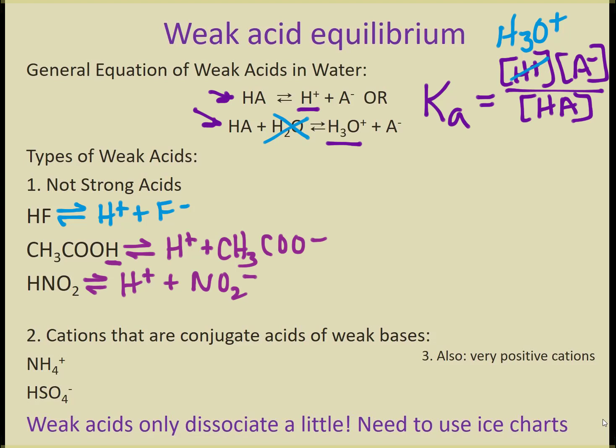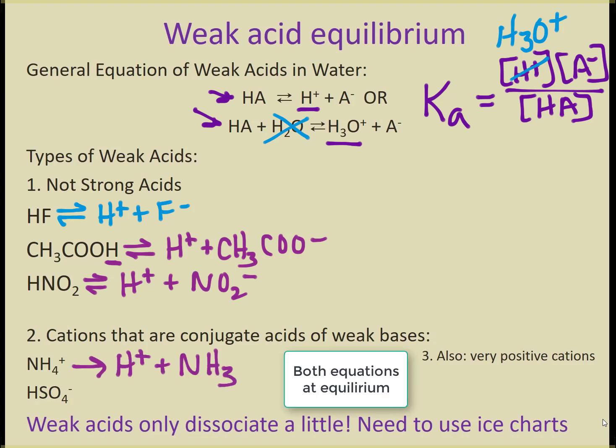The other type of weak acid equilibrium equations that you might see are conjugate acids of weak bases, but these are going to do the same thing. An H plus is going to come off of it, and then you'll have your leftover. Later on, when we talk about salts, we'll also talk about very positive cations that can form weak acids. One thing that makes all of these a little more complicated is you need to use an ice chart, because these weak acids only dissociate a little bit. To figure out the equilibrium and the equilibrium constant, we typically do an ice chart.